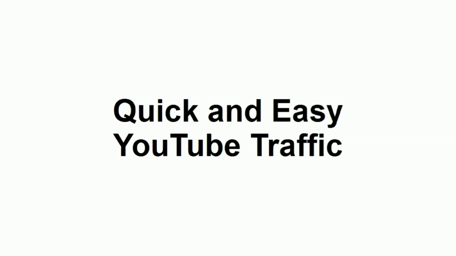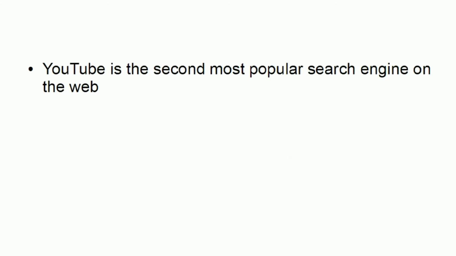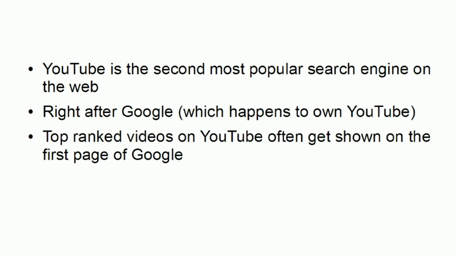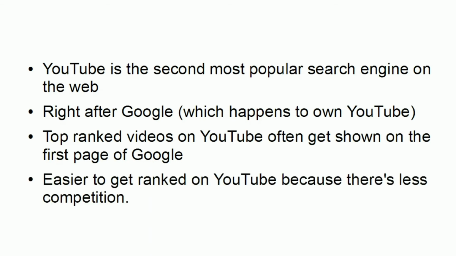In this video, I'm going to give you some tips for getting quick and easy traffic via YouTube. Now, YouTube is the second most popular search engine on the web, right after Google, which happens to own YouTube. And top-ranked videos on YouTube often get shown on the first page of Google. So you can jump through a lot of different hoops in one go and get straight onto the first page of Google with a highly ranked YouTube video. And the good news is, it's easier to get ranked on YouTube because there's less competition.